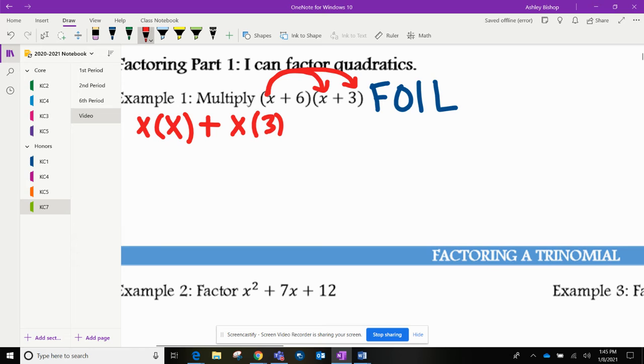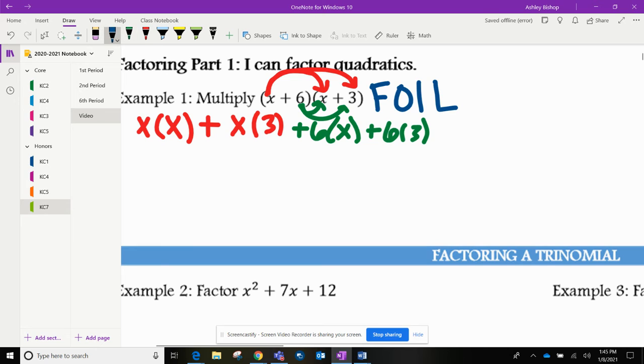Okay? Now this x right here has been multiplied by everything in this binomial. So I'm going to do the same with this 6. I'm going to take this 6 and multiply it by x. And I'm going to take this 6 and multiply it by 3. Alrighty, now I am just going to clean up a little bit.